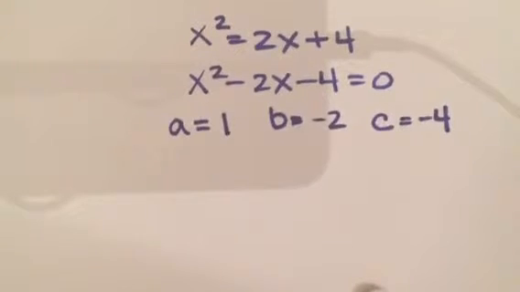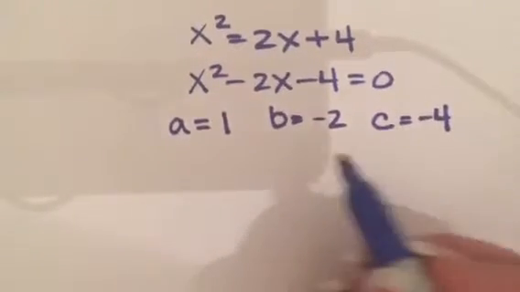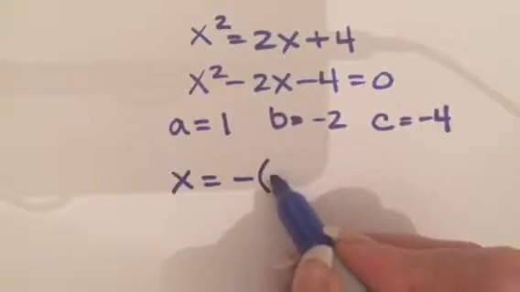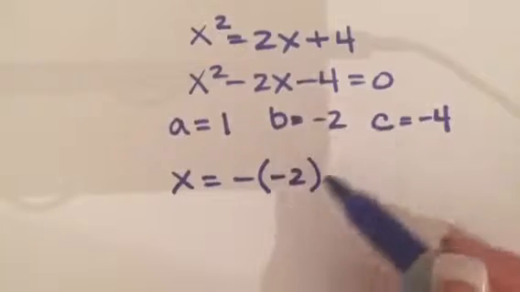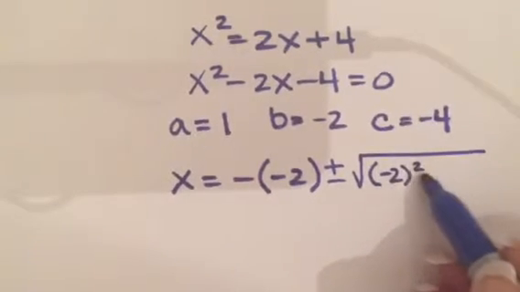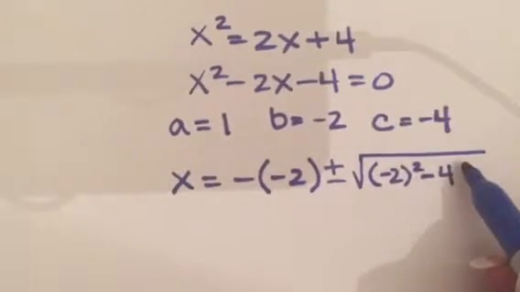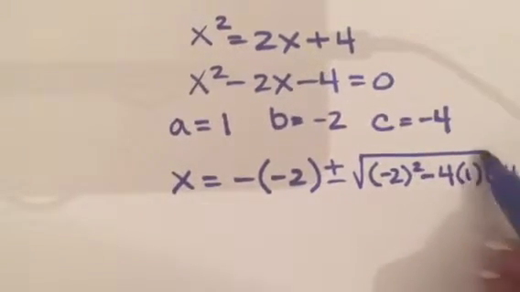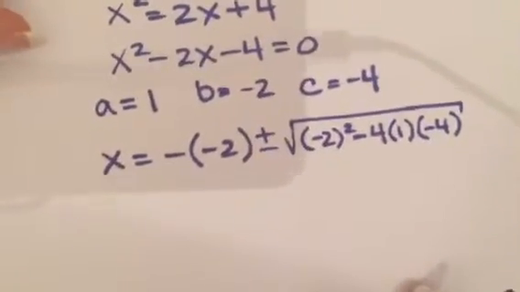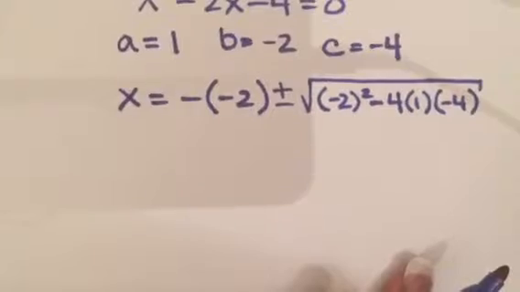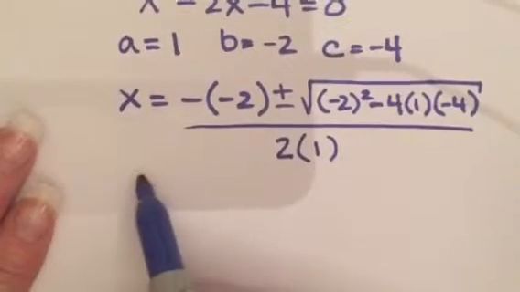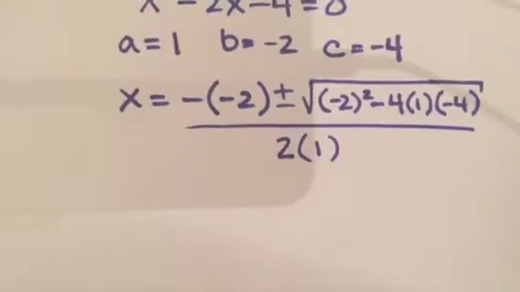Now we're going to take these values and substitute them into the quadratic formula and go ahead and solve from there. So our quadratic formula is x is equal to negative b. So negative 2. And we'll simplify that in the next step. Plus or minus the square root of b squared, which is negative 2 squared, minus 4 times a times c. So 4 times 1 times negative 4. All right, and all of this is over 2 times 1.